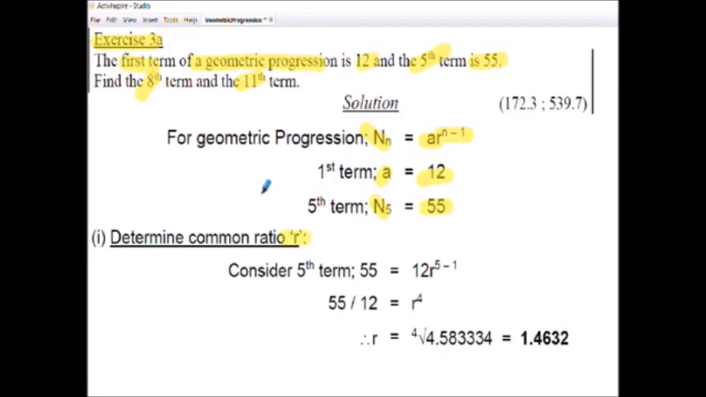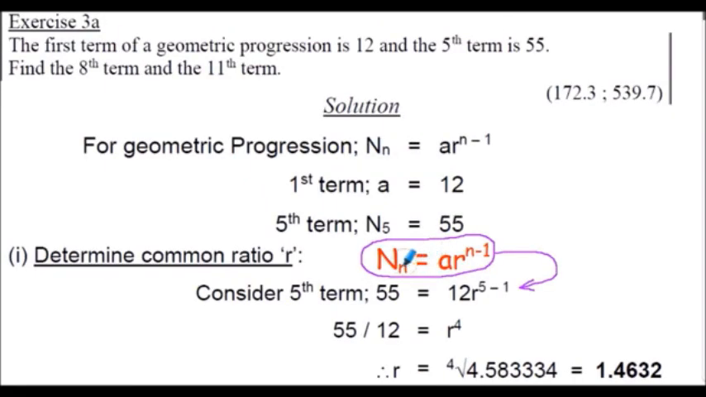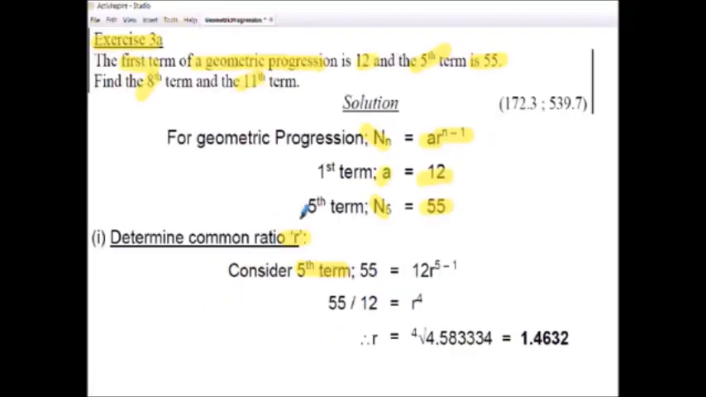Okay, so the first thing we need to do is to find the common ratio r here. I'm going to consider the 5th term to do this. For reference, just note the formatting shown here. So n5 in this case is 55, and that's equal to a, which is 12, multiplied by r to the power of n minus 1. That's 5 minus 1. Rearranging the equation, that's 55 divided by 12 is equal to r to the 4. If I take the 4th root of both sides of the equation, the 4th root of 55 divided by 12 is equal to 1.4632. We now have our value of r.